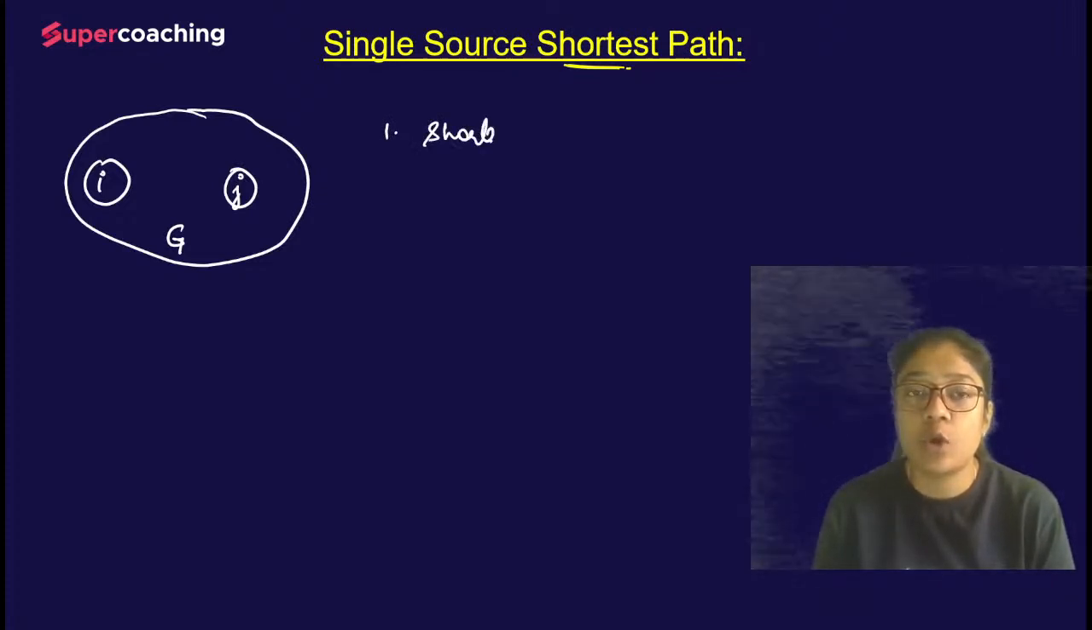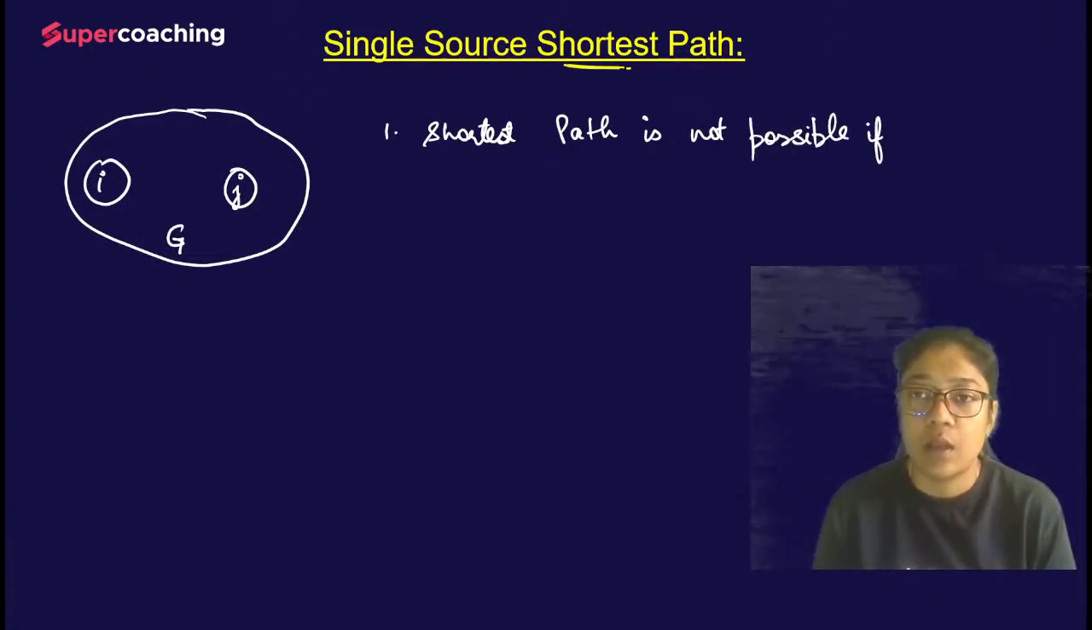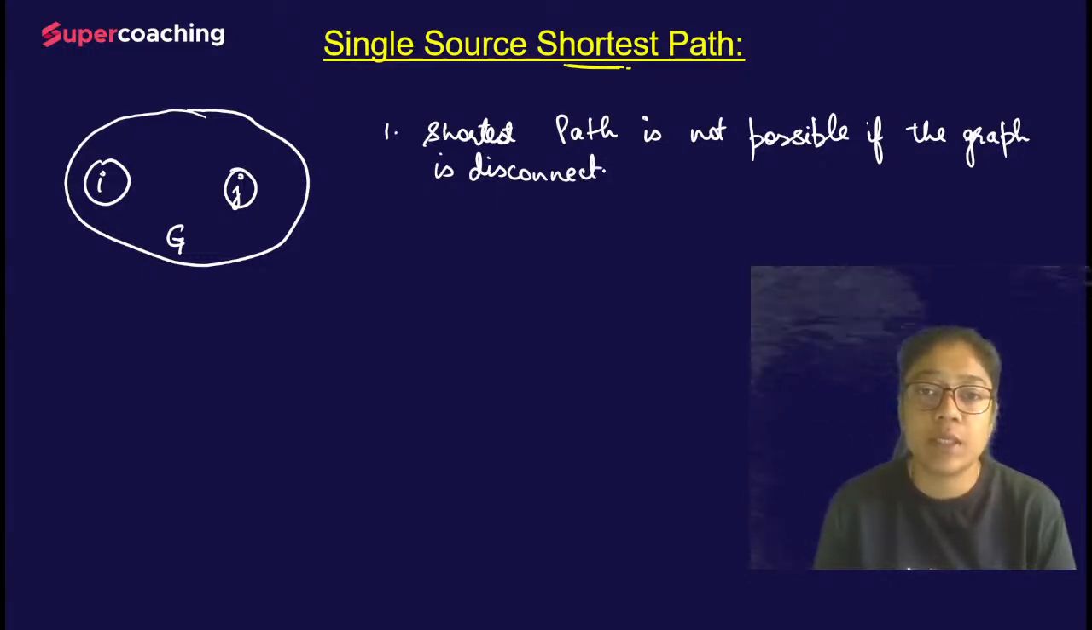Shortest path is not possible if the graph is disconnected. If the graph is disconnected, we cannot find the shortest path. Point number 1. Second point is, if we have a negative weight cycle present in the graph, we cannot find out the shortest path.